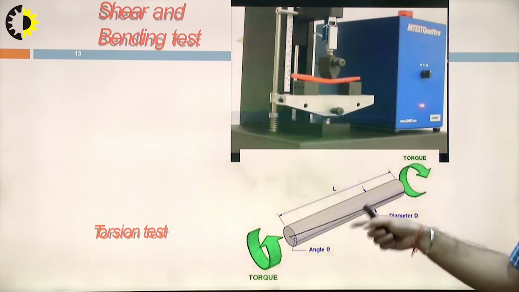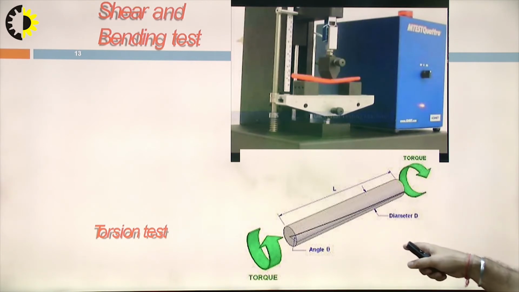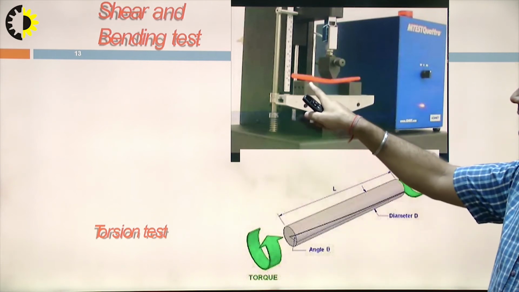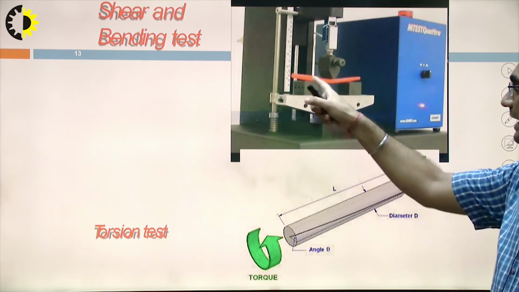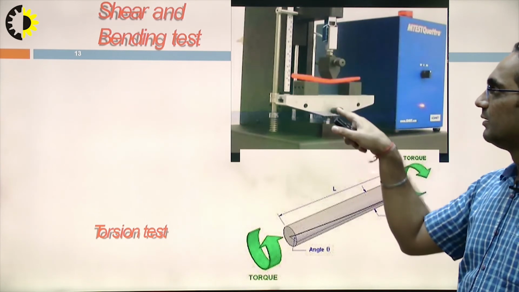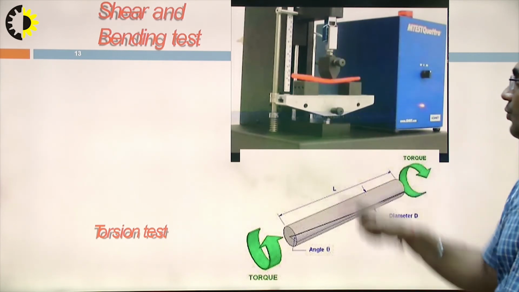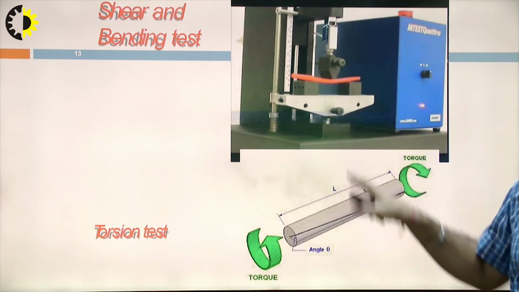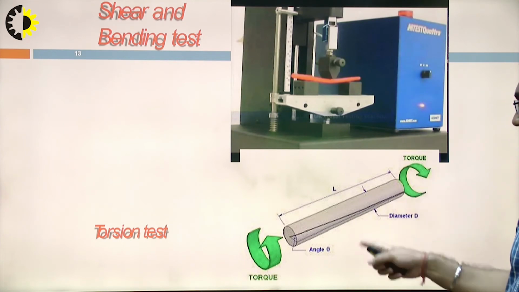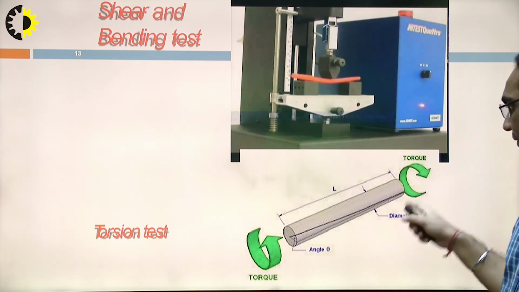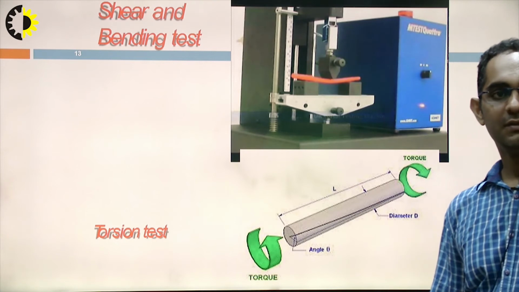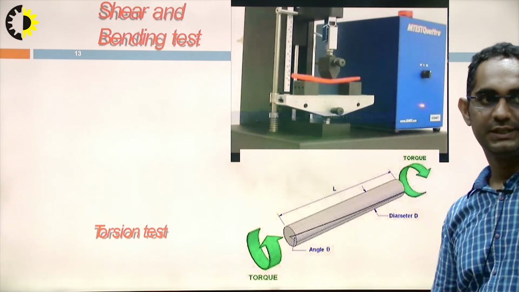Torque is applied over this, and this is the diameter D and this is the length L. This is the torsion test, and this is the bending test. In the bending test, the specimen is placed in this, and the load is applied over here, and it gets bent. And in the torsion test, with diameter D and length L, it gets twisted. So this is the torsion test.